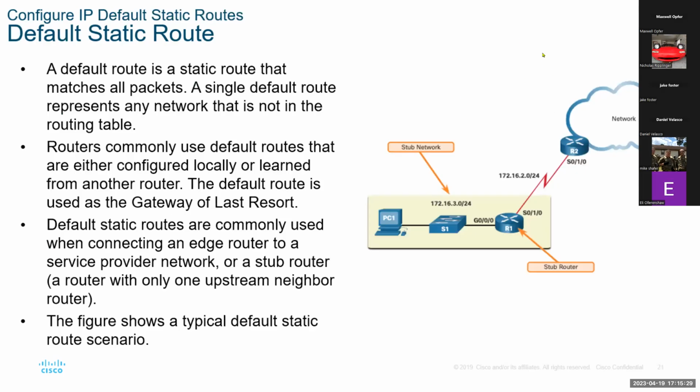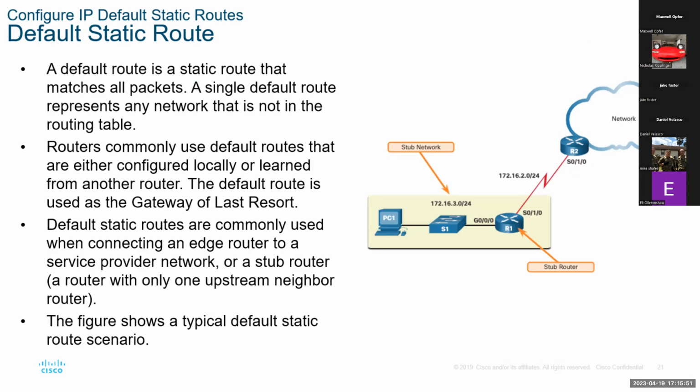Okay, so default static routes. A default route is a static route that matches all packets. A single default route represents any network that is not in the routing table. Routers commonly use default routes that are either configured locally or learned from another router. The default route is used as the gateway of last resort.